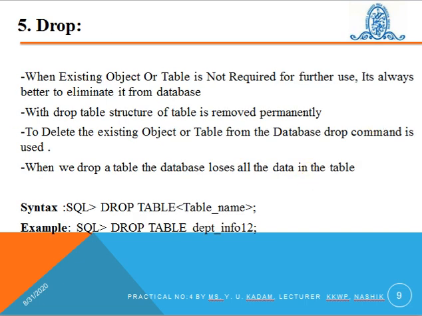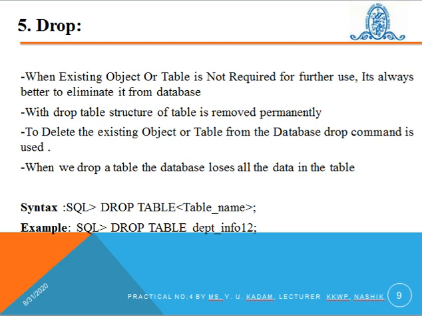Then we have the drop command. Okay, when an existing object or table is not required for further use, it's always better to eliminate it from the database. With drop, the structure of the table is removed permanently. To delete the existing object or table from the database, the drop command is used. When we drop a table, the database loses all the data in the table, and the structure of the table is deleted permanently.